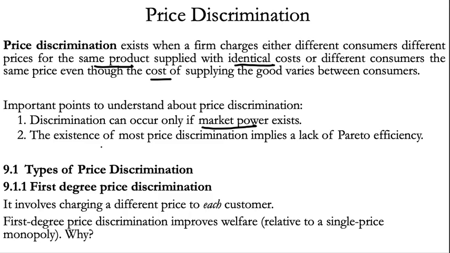And number 2, the existence of most price discrimination implies a lack of Pareto efficiency. Now, what does it mean by Pareto efficiency here? I'm sure you have heard this term before, especially in intermediate micro 2. It's basically, in a simple way, you cannot make yourself better off without making another person worse off, because all of you are already at the best position or optimal position. So if you want to be better, there will be somebody else that needs to sacrifice and become worse off. So that is Pareto efficiency. However, most price discrimination doesn't have this kind of Pareto efficiency.